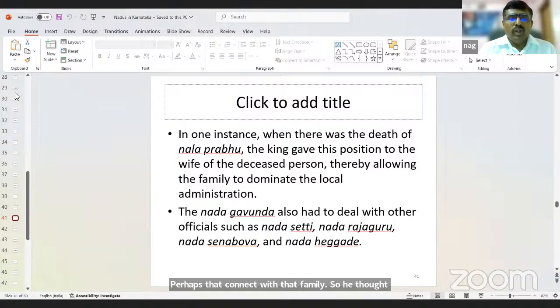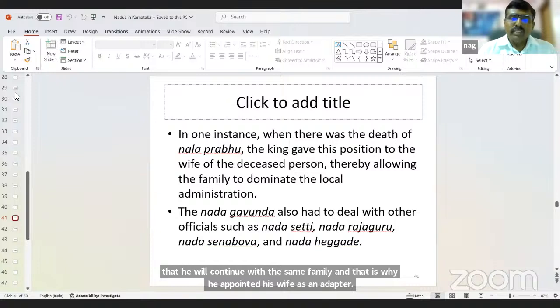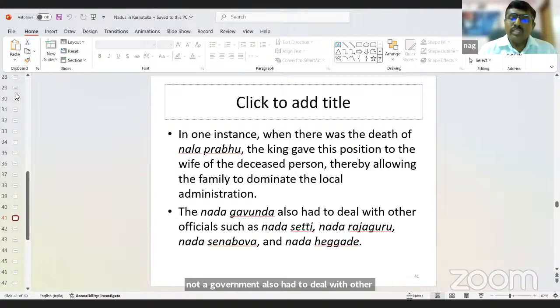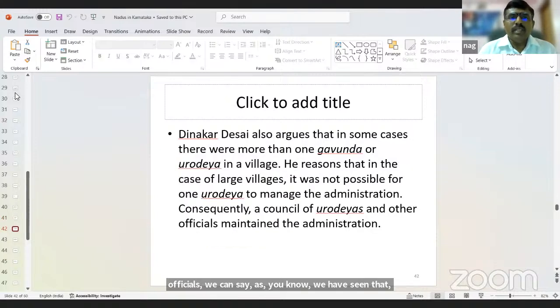Nada Gamunda also had to deal with other officials like Nada Setti. We find Nada Rajaguru mentioned, Nada Seneboa mentioned, Nada Hegade mentioned. Nada Setti is a trader, Nada Rajaguru is an advisor in various aspects based on the Dharma Shastra books and other things. Nada Seneboa is very important in the administration of the Nadus. Nada Hegade, as you know, is an important official in the Nadu, for the maintenance of administration. So we find various kinds of officials in the Nadu. These are all called Nadu officials, and as we have seen, these are elite members of society. Nada Gaunda is also mentioned here.